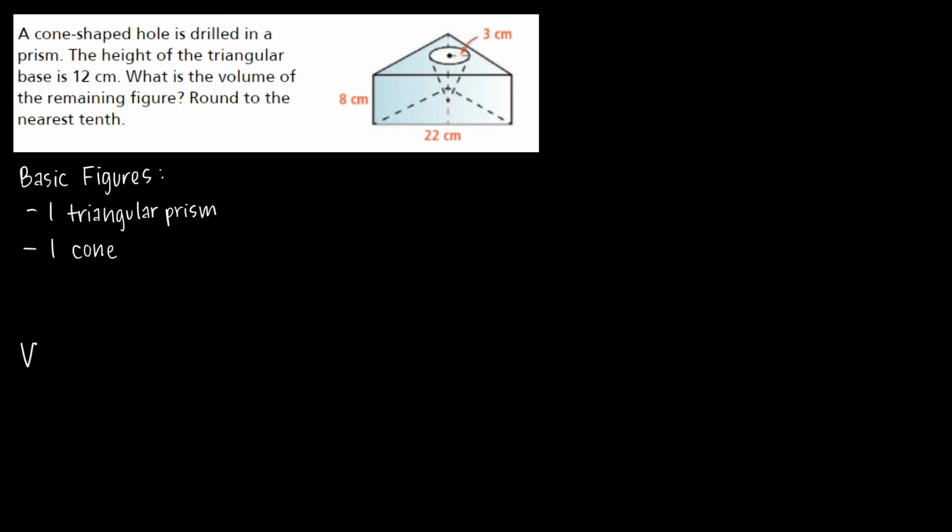So the volume of the total figure is going to be the volume of the triangular prism and taking away the volume of the cone. Volume of the figure equals the prism volume minus the cone volume. So let's start out by finding the volume of the prism. And since I don't have all of the measurements in the triangular prism, I'm going to redraw it just off to the side as well as I can.